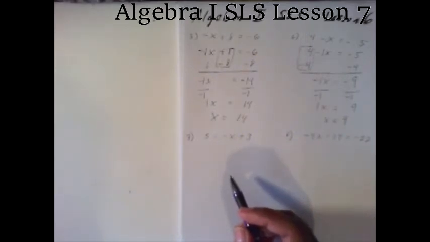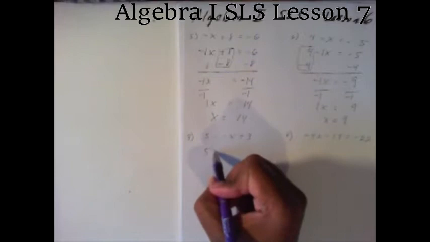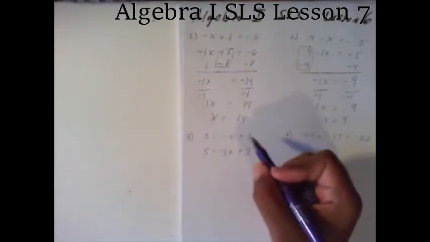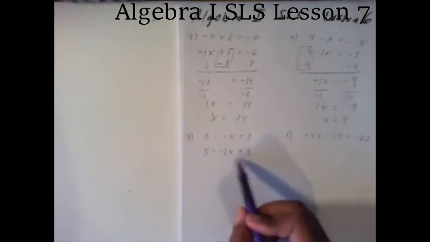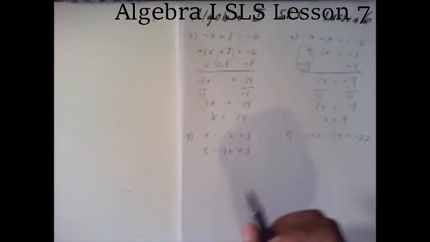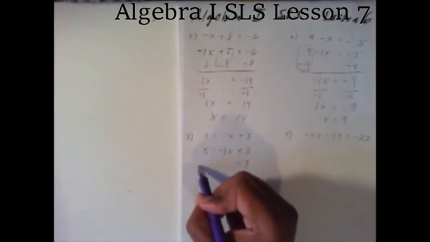Number 7. Once again, we have a negative x here, so we're going to expose the negative 1, so that's negative 1 times x plus 3. This is a right side problem, so we're going to get rid of the adding 3 and the multiplying negative 1. So let's start off with the adding 3 by subtracting 3. And what we do to one side of the equal sign, you do to the other.